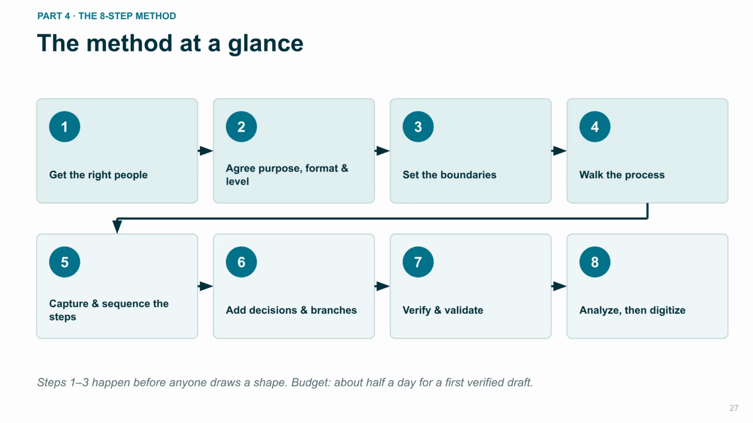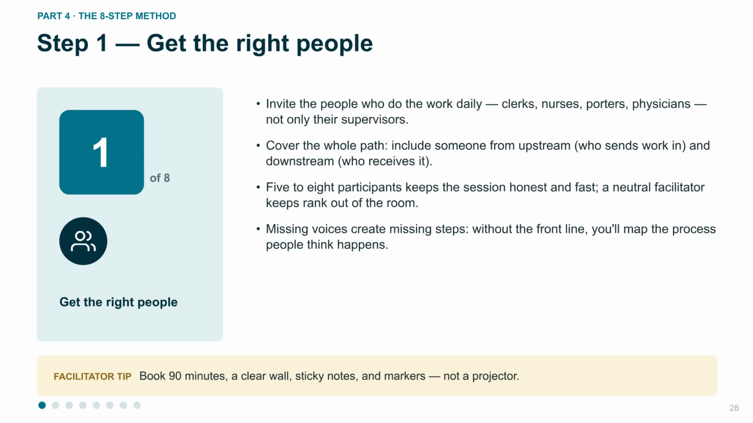The first 3 steps focus on preparation, people, purpose, and boundaries. The final 5 steps involve the actual observation and drawing process. Step 1 is getting the right people. Include those who perform the work daily, such as nurses and clerks, rather than just supervisors. Their frontline perspective is essential for an accurate map.